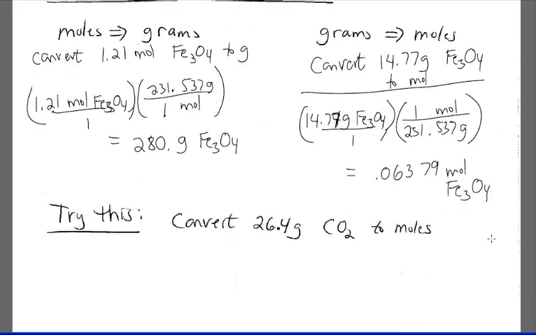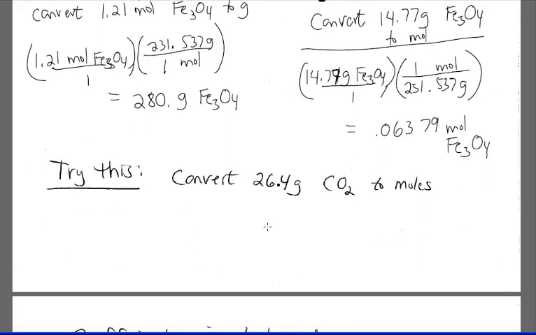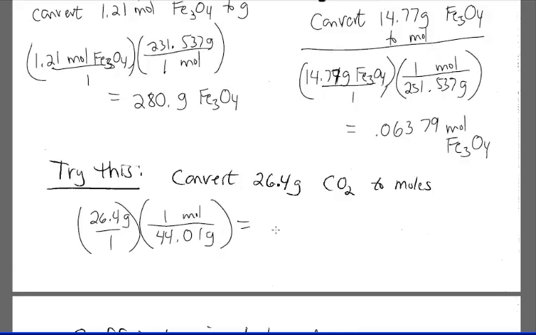All right, so now you practice. You will need to do this conversion from 26.4 grams of carbon dioxide to moles. You'll need to first calculate the molar mass. Start with the number you're given, 26.4 grams, and calculate the molar mass of carbon dioxide. You'll need to use it upside down, and it is 44.01 grams per 1 mole. So multiply, and you should get 0.600 moles of carbon dioxide.